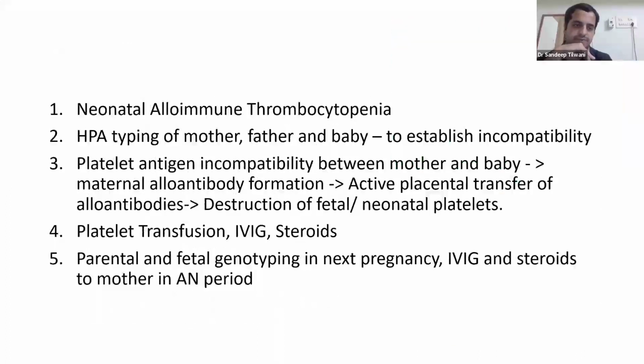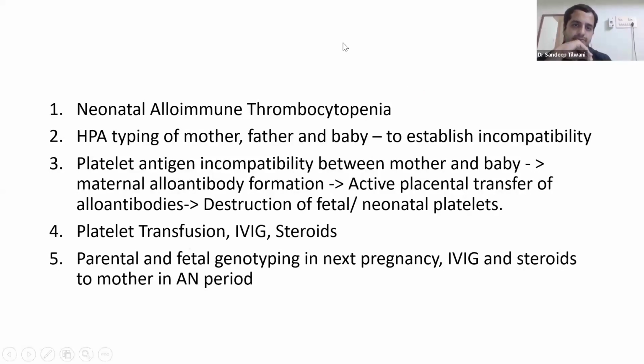For subsequent pregnancies, what we advise is there should be fetal genotyping in the next pregnancy. Once that has been done and we establish that there is incompatibility in this pregnancy also, then IVIG and steroids can be started for the mother right from the antenatal period. IVIG usually is started around 20 weeks of gestation, given once a week, and along with that, she is started on steroids, which she has to take daily. Usually delivery is then planned somewhere around 36 weeks of gestation.